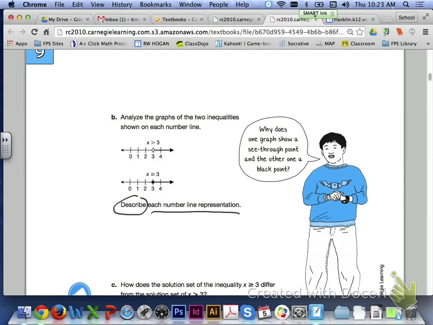Now let's take a look at letter B for number 1. It tells us to analyze the graphs of the 2 inequalities shown on each number line. So make sure that you take a look at these 2, and then it tells you to describe each number line representation. Let's go ahead and do letter B.